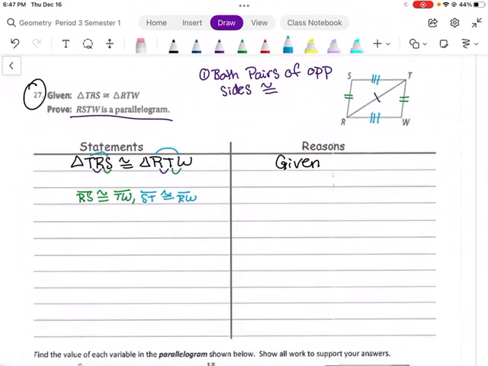And we know this because we have congruent triangles, so you can either put corresponding parts of congruent triangles are congruent, CPCTC, or you can write definition of congruent triangles.